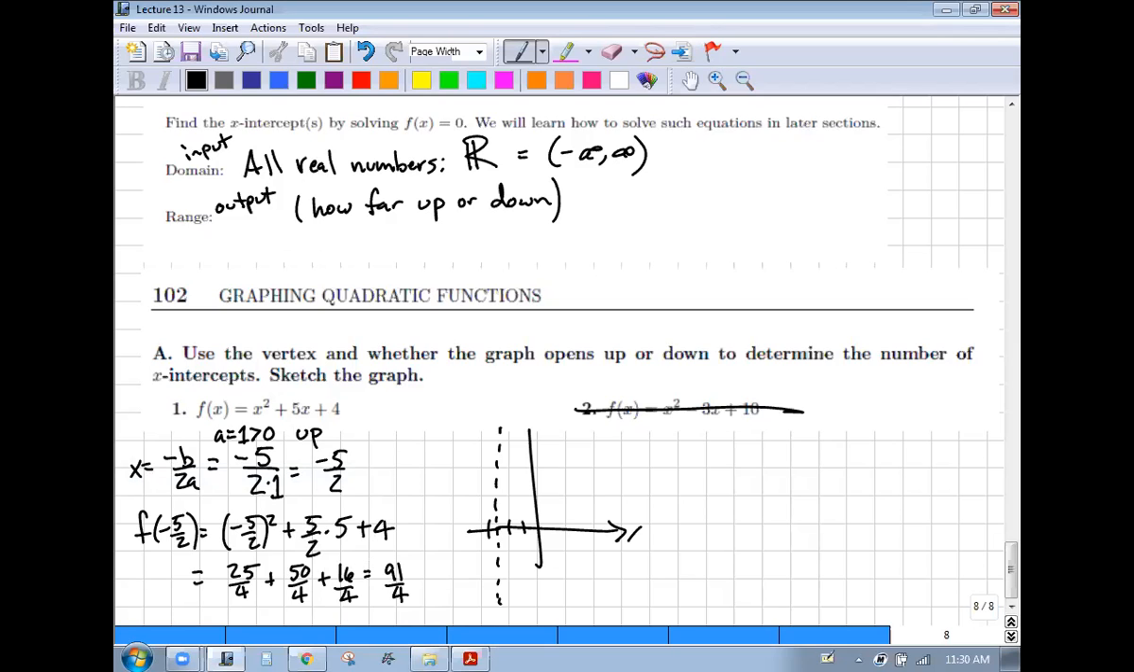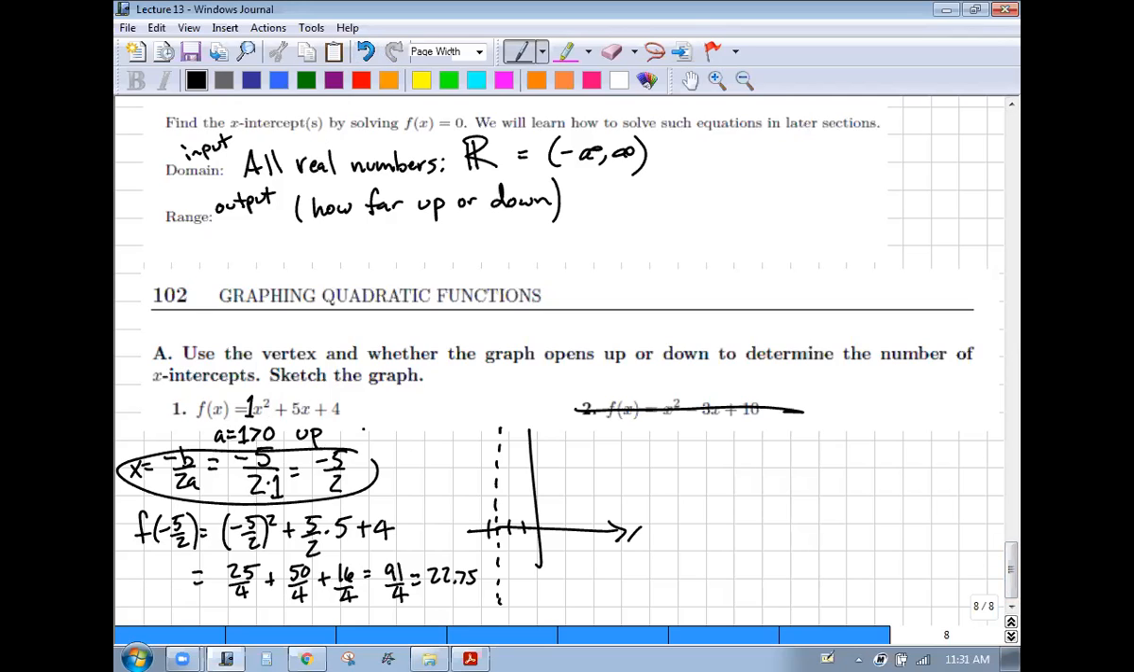So like A is more certain. No, A is equal to 1, which is greater than 0. Oh, okay. Yeah. See, our A is the number you're multiplying the x squared by, and you just want to know if it's positive or negative. If it's positive, it opens up. If your A value is negative, it opens downward.